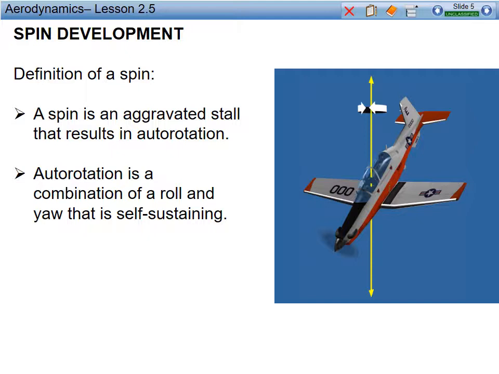All right, spin development. What is the definition of a spin? Well, we can see real clearly right here that a spin is an aggravated stall that results in auto-rotation. Auto-rotation is that combination of roll, but you also have a yaw that is self-sustaining. So, got that angle of bank in there, and I've also got a yaw which just causes a self-sustaining auto-rotation that's aggravated. Pretty self-explanatory, right?